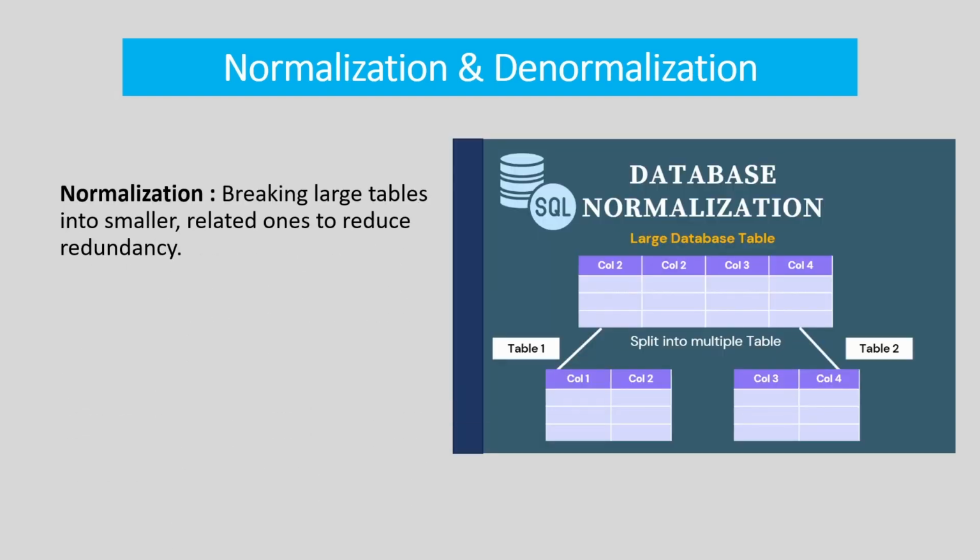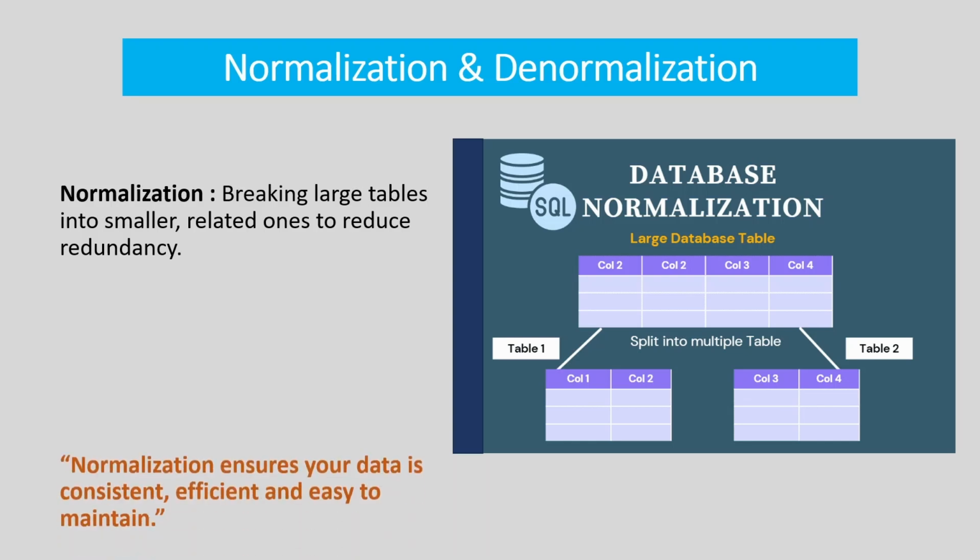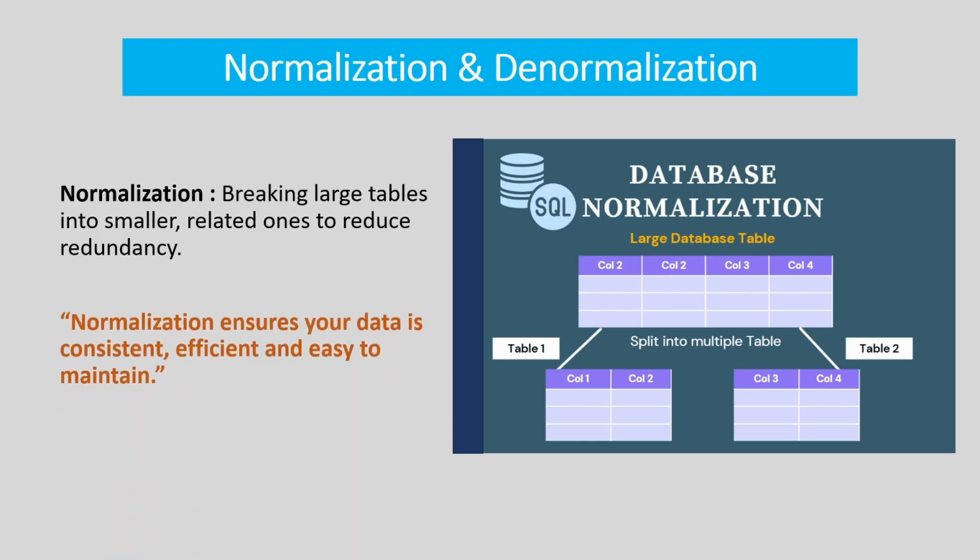Now the next topic we're going to do is normalization and denormalization. First we'll understand what normalization means. It basically means breaking larger tables into smaller related ones to reduce redundancy. Normalization ensures your data is consistent, efficient, and easy to maintain. If you look at the visual here, we have 4 columns in the larger database table, which is further split into 2 tables with 2 columns each. This is a basic concept of normalization.